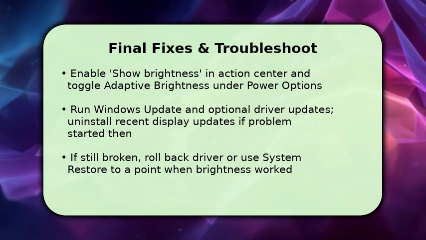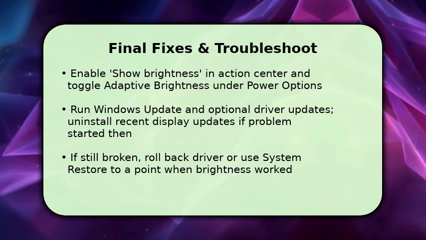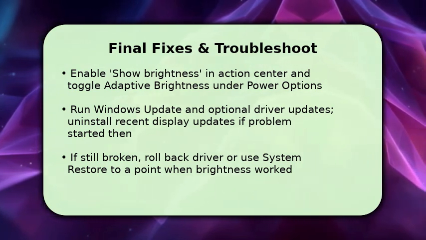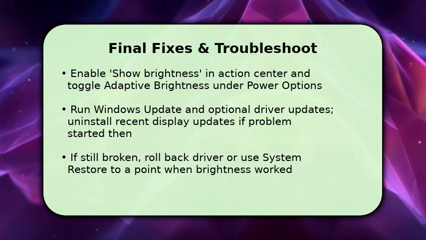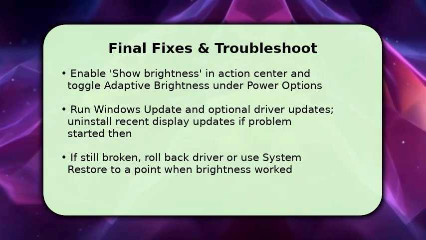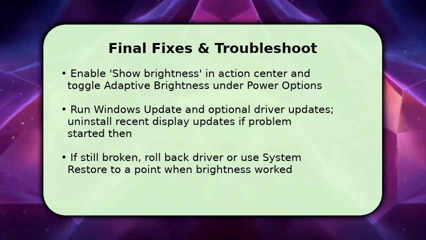Run Windows Update to fetch optional display drivers, and uninstall any recent display updates if the issue began after an update. If the slider still fails, roll back the display driver or use System Restore to a known good point. That typically restores brightness control when other fixes fail.